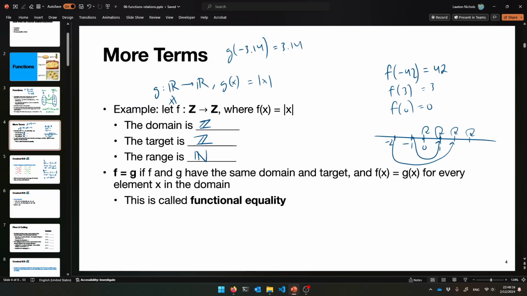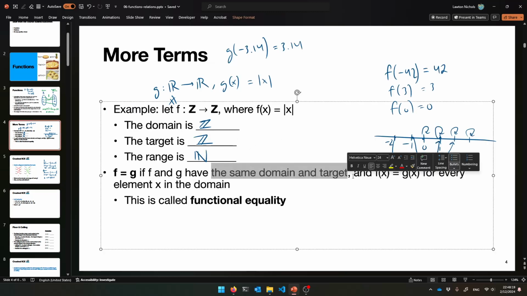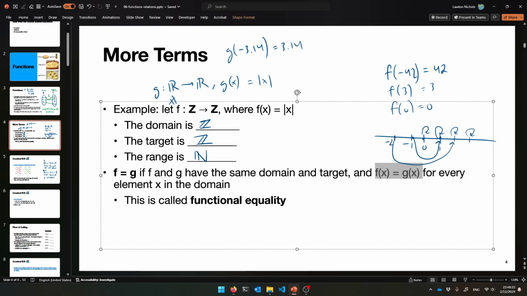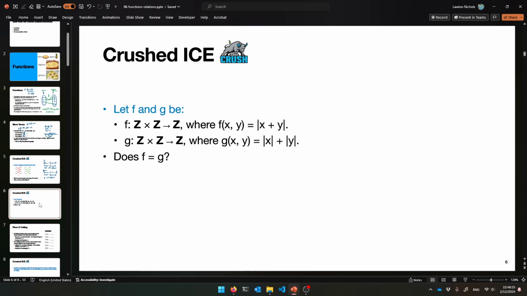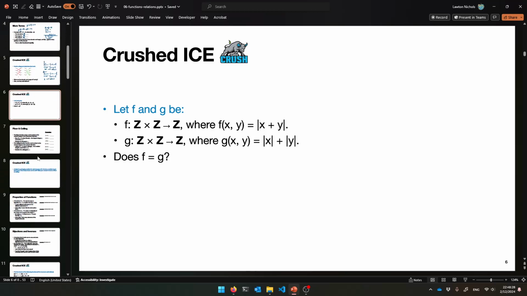Here's what it means for two functions to be equal. They better have the same domain and target. These ones do. And then also for every input value in the domain, the outputs better match. So do they equal each other? The easiest way to check this is to try a bunch of options, but your two requirements for functions to be equal are that they have the same domain and codomain, and that checks out for these guys. And then also the functions need to agree on every input, or in this case, pairs of inputs. Both of those need to be true.